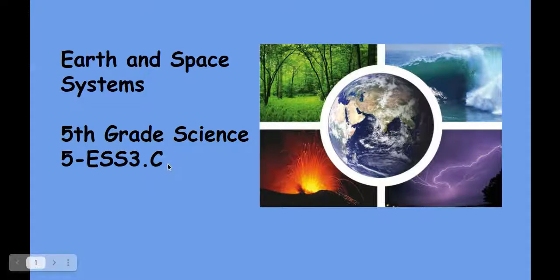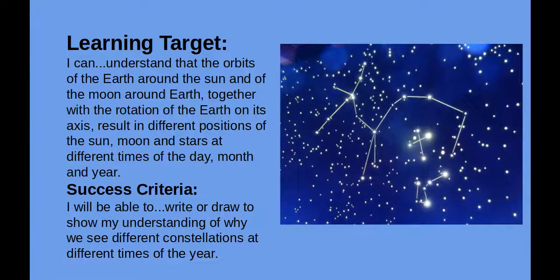This lesson is part of our 5th grade Earth Science Unit, Earth and Space Systems. Our learning target for this lesson is to understand that the orbits of the Earth around the Sun and of the Moon around the Earth, together with the rotation of the Earth on its axis, result in different positions of the Sun, Moon, and stars at different times of the day, month, and year. We will be able to write or draw to show your understanding of why we see different constellations at different times of the year.